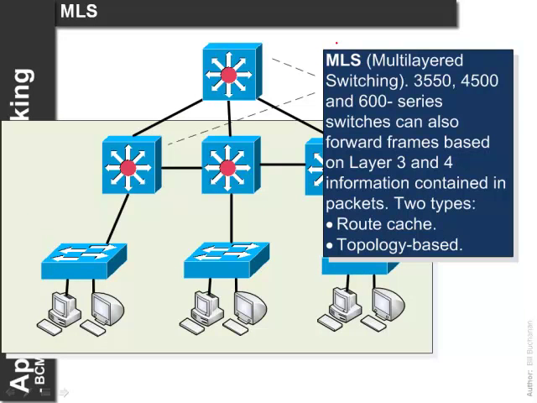A key concept that we have is multilayer switching. These devices work at layer 2 and layer 3. A typical entry-level MLS is the 3550 switch. A higher level one is the 4500, and a core level switch is the 6000 series switch. These can work at layer 2, layer 3, and even go up to layer 4. The basic types that we have are either route cache or topology based.